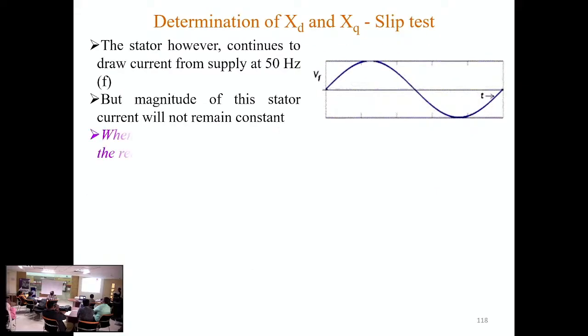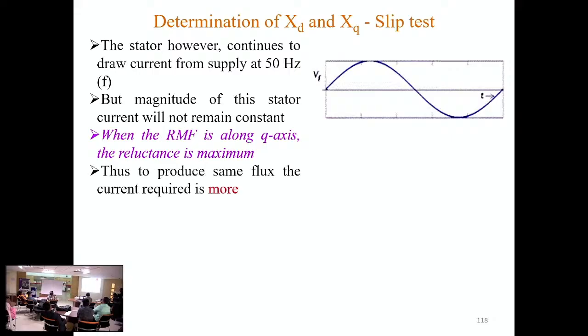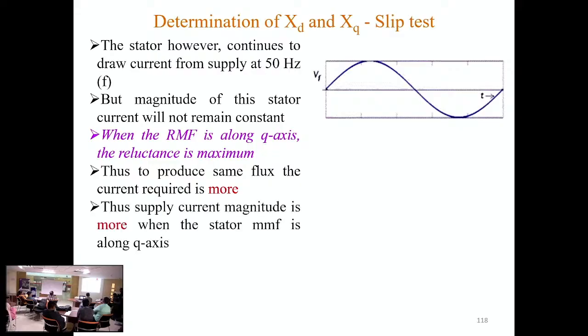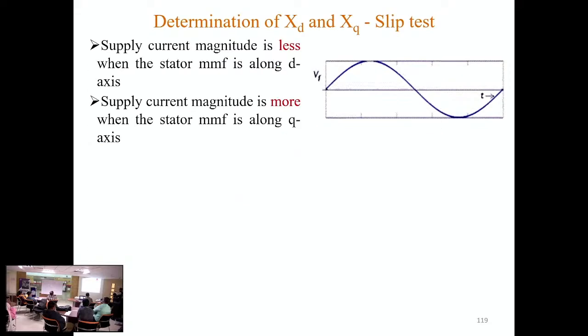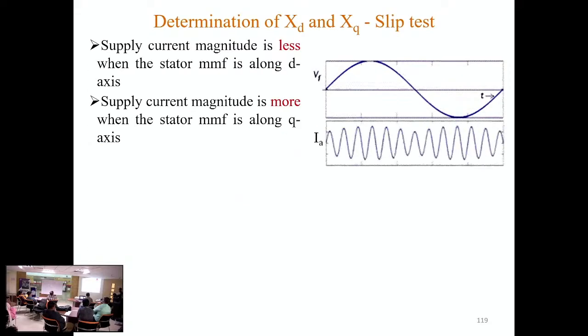Okay. And when the RMF is along the Q axis, the reluctance is maximum. Therefore, to produce the same flux, the current requirement is more. Therefore the supply current magnitude is more when the stator MMF is along the Q axis. That can be seen from this diagram. So see, when along the D axis, the current requirement is less. When along the Q axis, the current requirement is more.